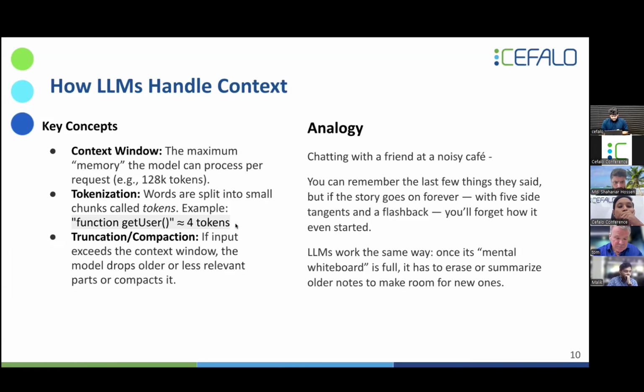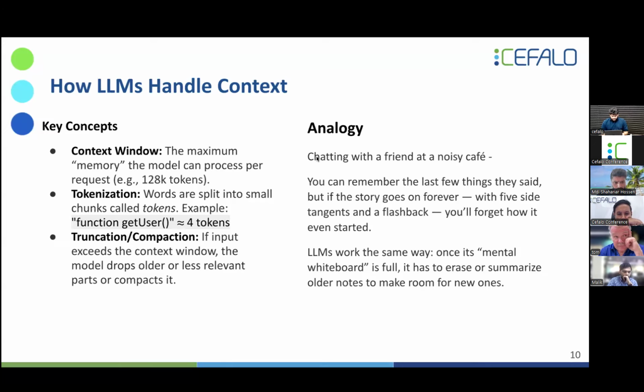And the last point is truncation or compaction. We'll see this in a demo as well. If the input exceeds the context window, then the model, the agent, or the IDE will drop the older or less relevant context, or summarize or compact it so that it can fit in the context window. Because if it goes out of the context window, then the LLM won't be able to process it.